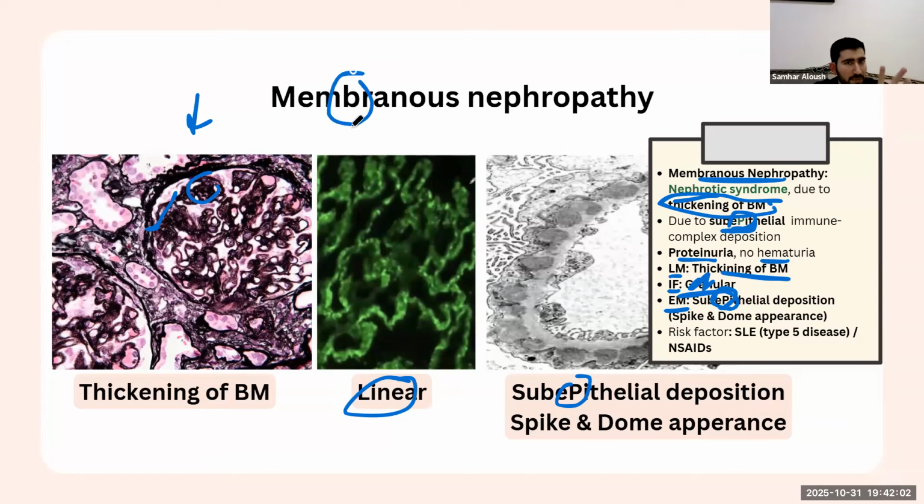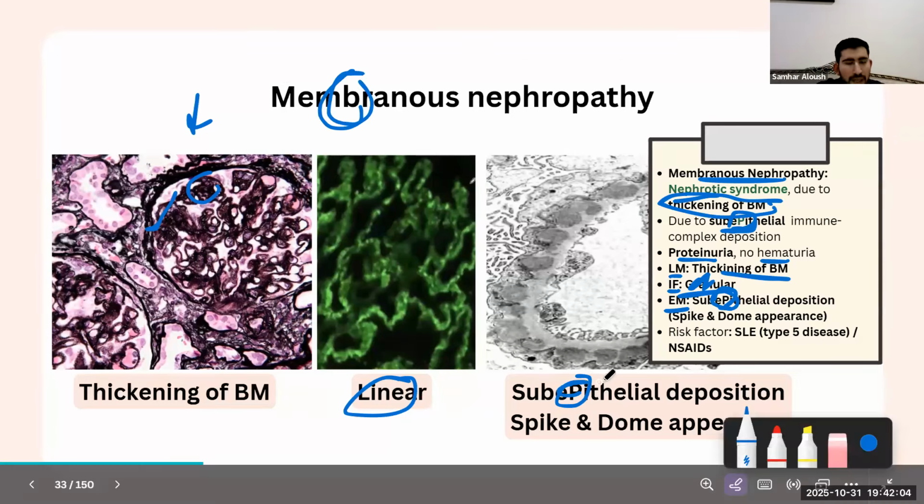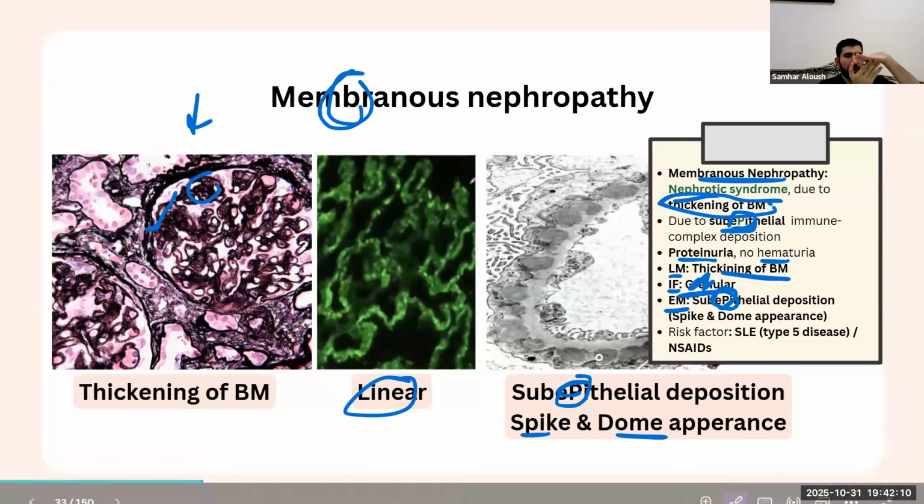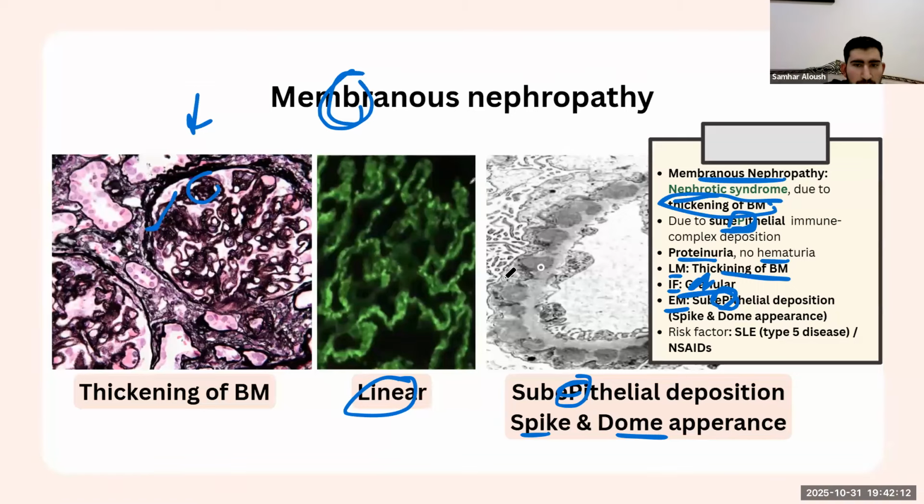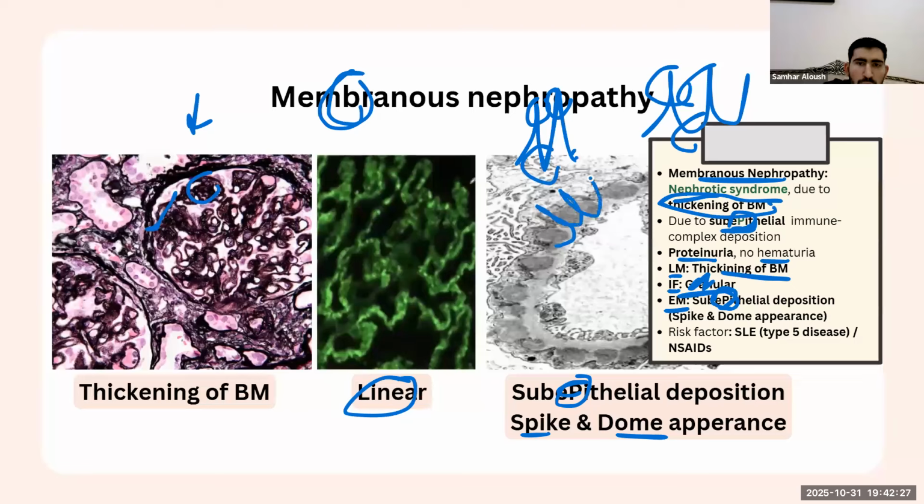You want to say membranous B, subepithelial B, that works. It also has a spike and dome appearance. So it goes under the membrane subepithelially and causes spike and dome. What's spike and dome? It means like this. So here it's a spike, here it's a dome, here it's a spike. Yes, like this. So this is a spike, that's a dome, then a spike, then a dome, then a spike, and so on. So spike and dome appearance.